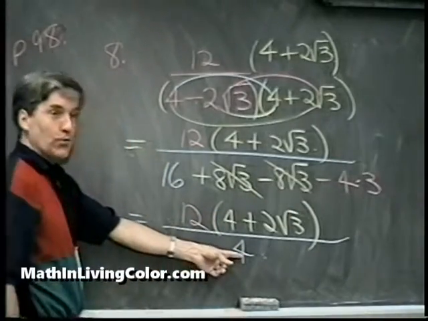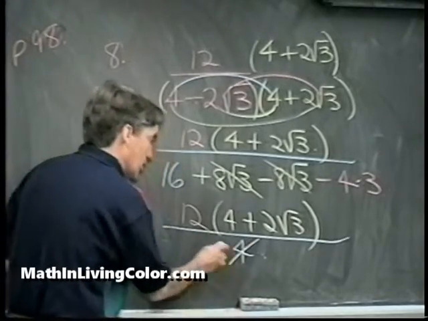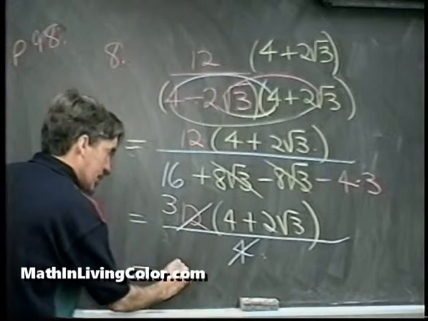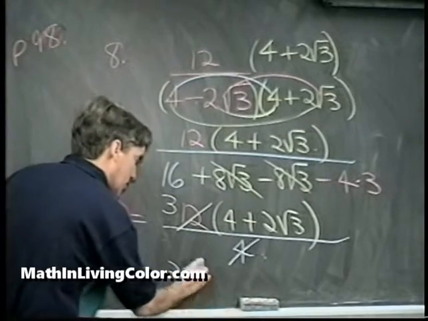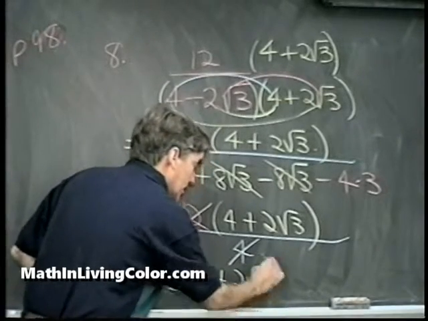So can you divide out the 4? Yes. Divide out the 4. In other words, 4 goes into 12 3 times, and you get an answer that says 3 times the quantity of 4 plus 2 square root of 3.